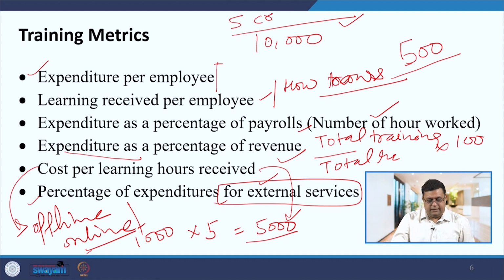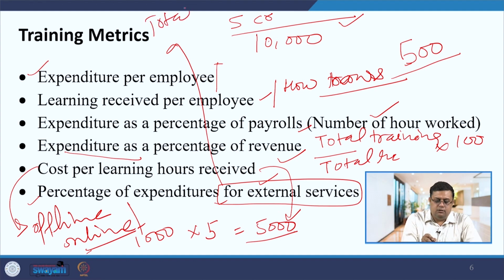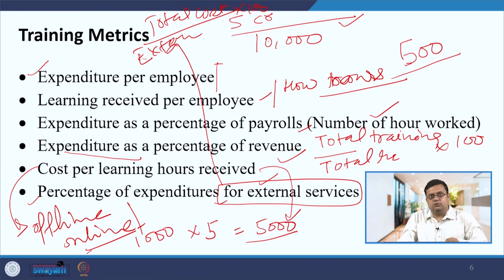So, how can you calculate this? You can calculate this as the total cost divided by the cost for external services, multiplied by 100. So, that is what you can calculate for the cost of external services.